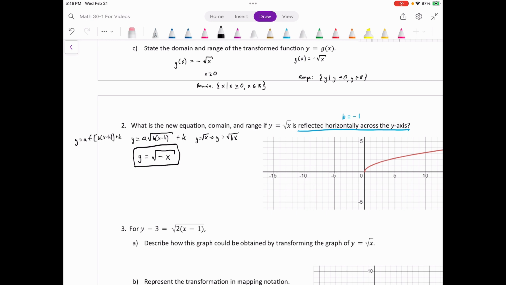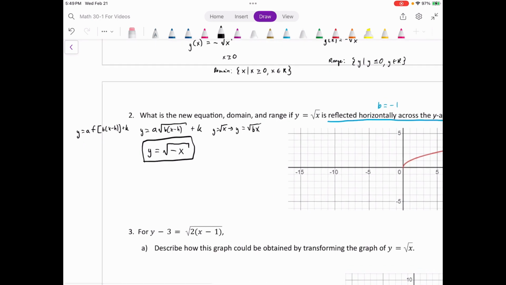Okay? Now, it's asking us about the domain and the range. We will graph it, but let's actually challenge ourselves here. Let's see if we can figure out the domain and the range before we graph it. That sounds kind of fun. So why would we have restrictions on our domain here? Well, because we're taking the square root of something. What can we not take the square root of? A negative. So right now we're taking the square root of -x.